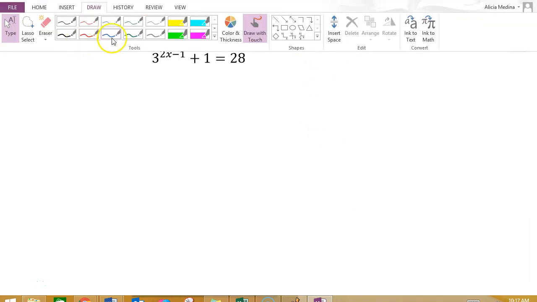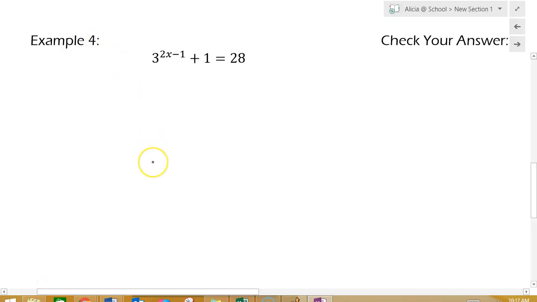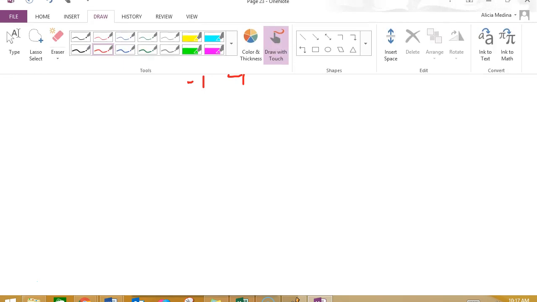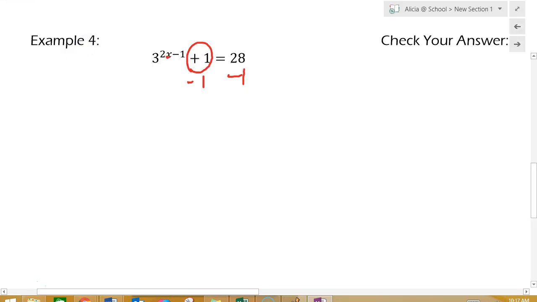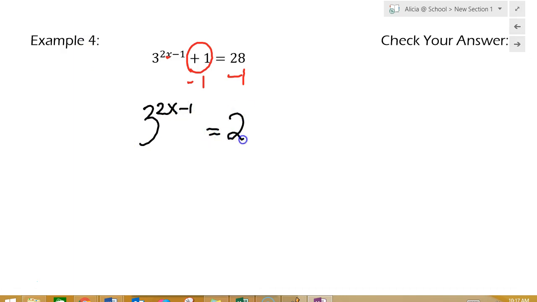Little different than what we were working with before, because I see that my variable is not by itself on that left side. I have that plus 1. So I have to get rid of that by doing the opposite operation, which is subtract 1 from the other side. All right, you always want to make sure that that variable is by itself. So 3 raised to the 2x minus 1 equals 28 minus 1 is 27.